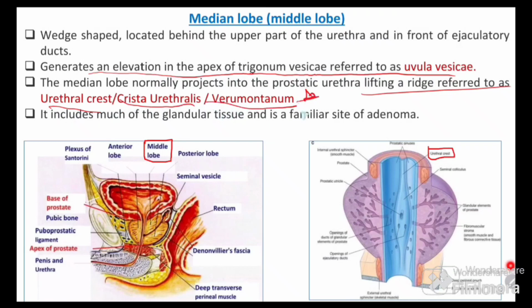Remember this, it has importance. The verumontanum. What exactly is the verumontanum? This particular median lobe projects into the posterior aspect of the urinary bladder and creates a ridge over there. So this is the ridge. You are seeing this ridge over here. So this ridge is the verumontanum, or the urethral crest.